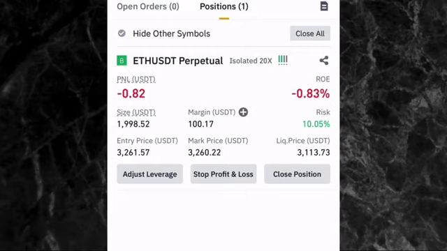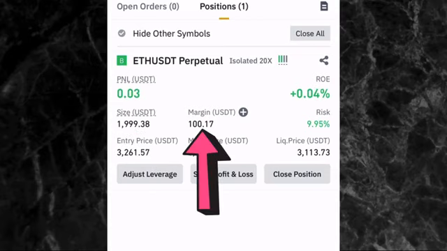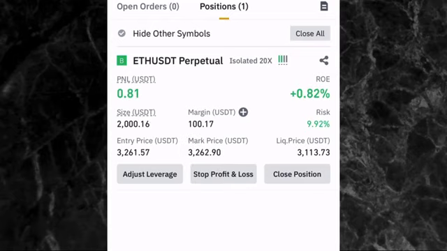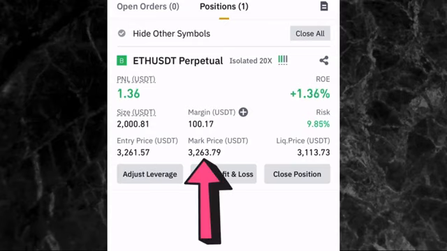Now let me explain some terms you need to know right here. The size means the amount of USDT we have used to enter this trade, which is about $2,000. This is 1,999, which is approximately $2,000. And then the margin is the amount of money you yourself use to enter the trade, which is $100. You can see where you have entry price (USDT). That's the price you entered this trade. We entered this trade at $3,261. And where you have mark price, it's showing you the current price of ETH, which is now at 3,364 USDT.